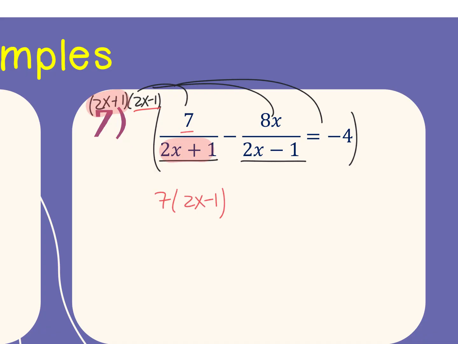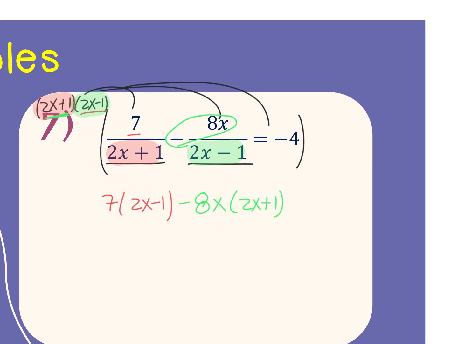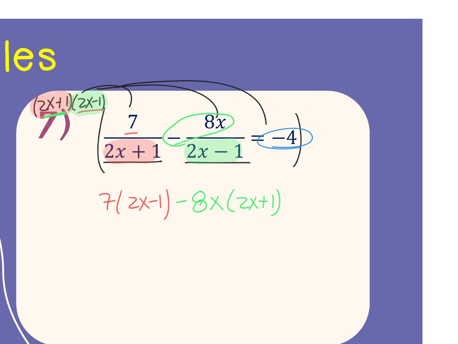All right. And then we have now this 2x minus 1, this 2x minus 1 and this 2x minus 1 cancel out. So the only thing that we're left with is the 2x plus 1 and the minus 8x. So it's going to be a minus 8x times 2x plus 1. And then there's nothing on this side that it's going to cancel out with. So it's just going to be negative 4 times 2x plus 1, 2x minus 1.